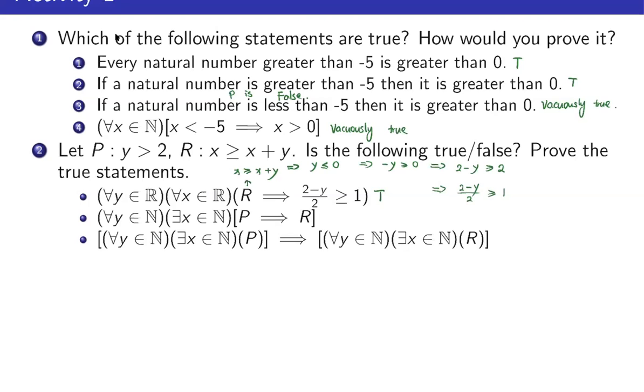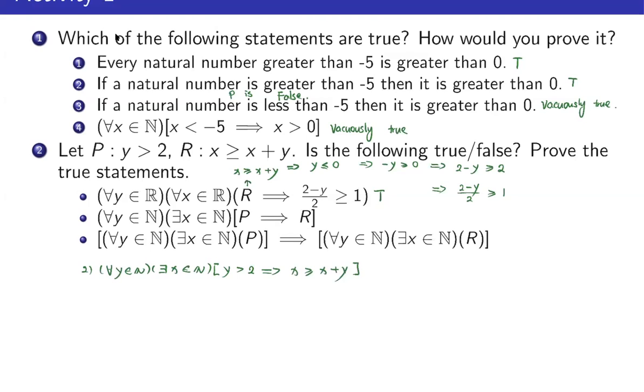Number 2, for all y in natural number, there exists x in natural number such that p implies r. So again, p, let's write it here. For all y in natural number, there exists x in natural number such that y is greater than 2 implies that x is greater than or equal to x plus y. Alright, so is this true or false?